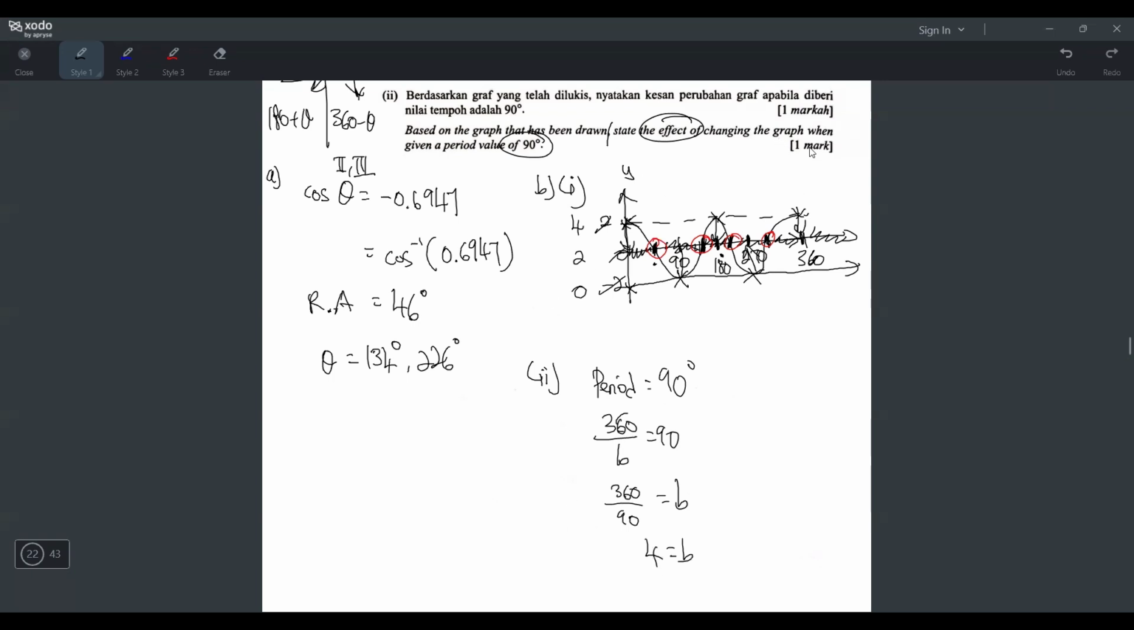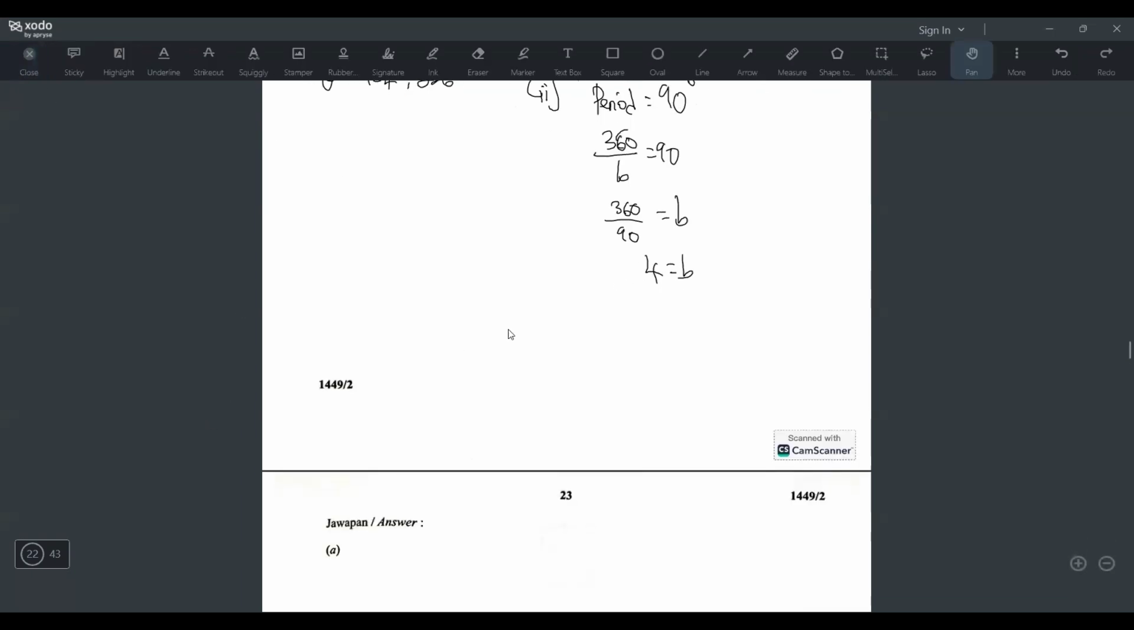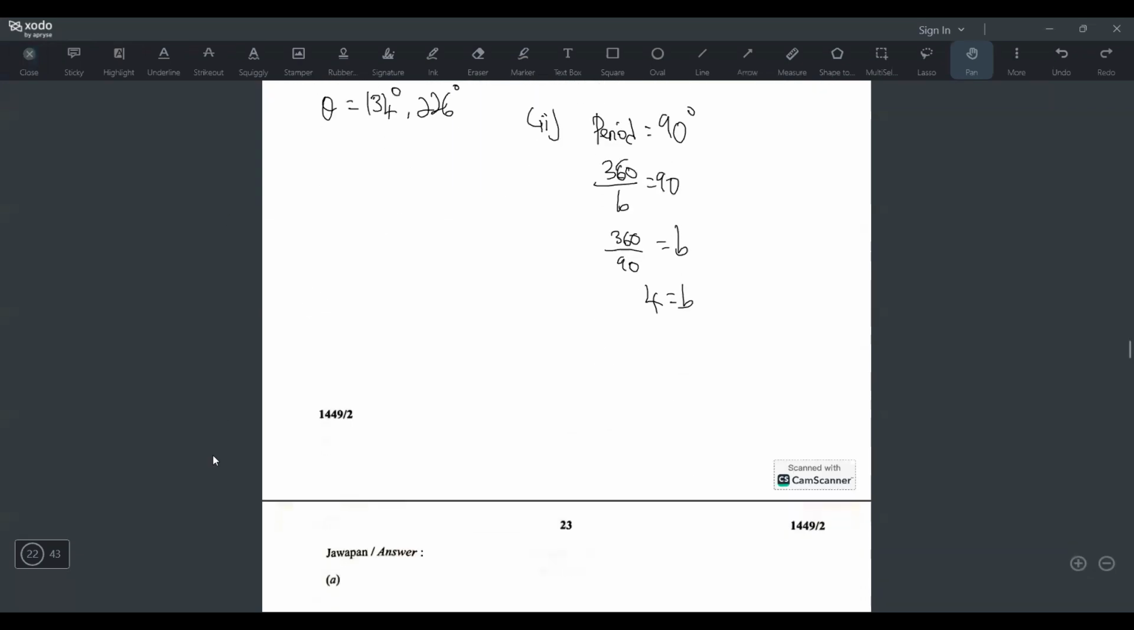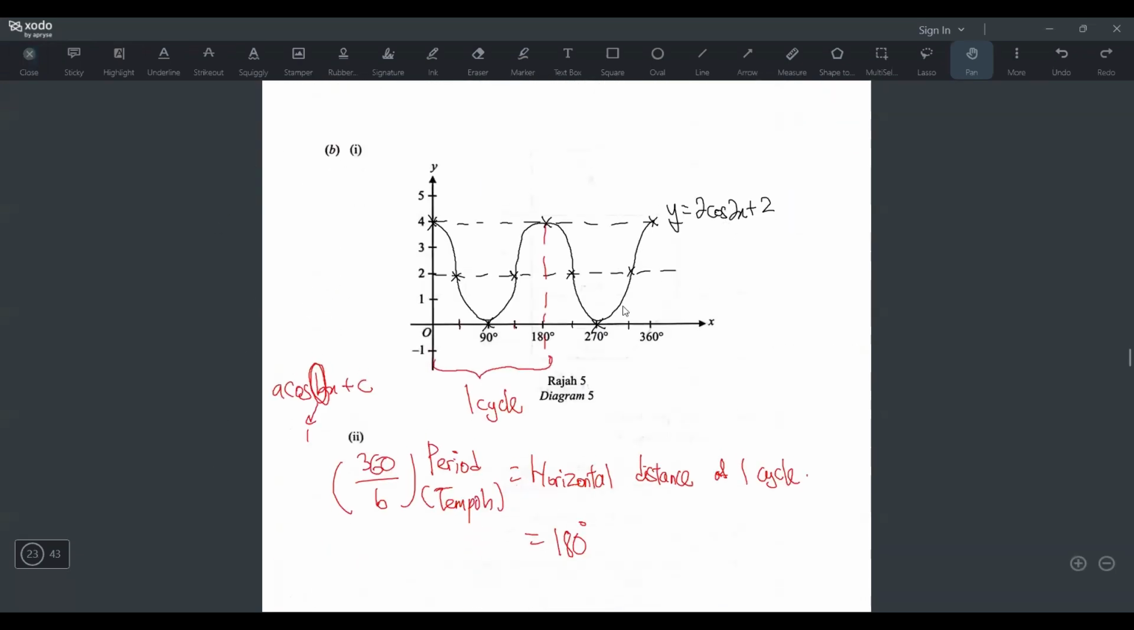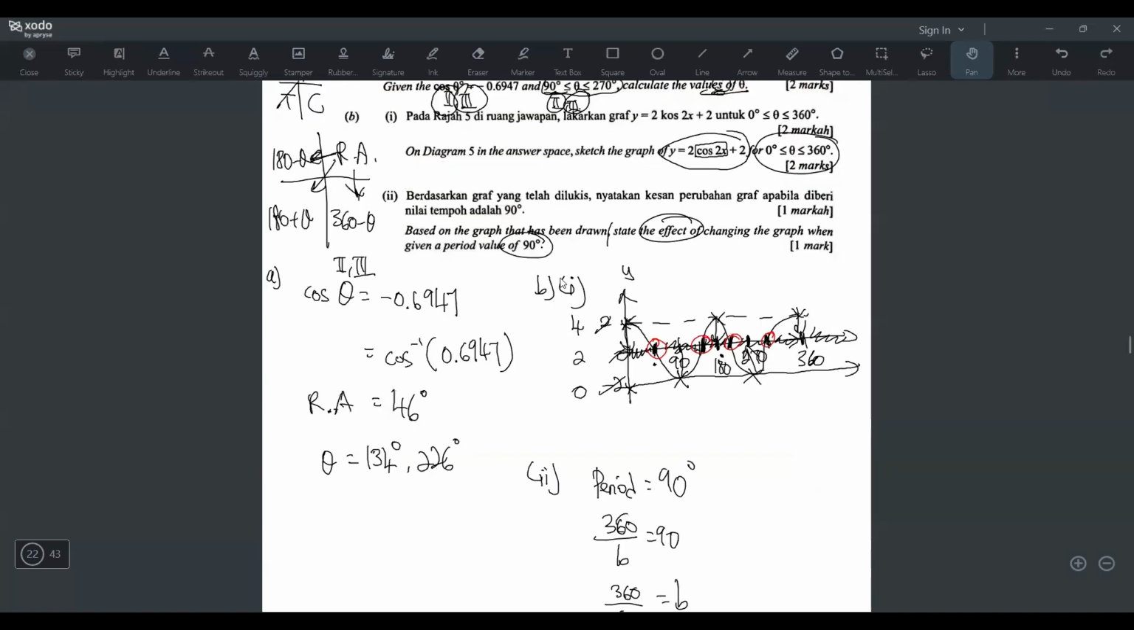So they want you to state the effect. So what is the effect? The B becomes 4. But the original one, the B is 2, right? So now it becomes 4. That means what happens to the graph? It means instead of 2 cycles in 360, there will be 4 cycles in 360 now. Understand, right?